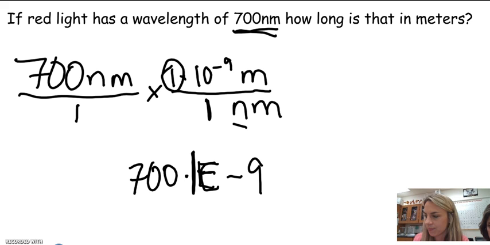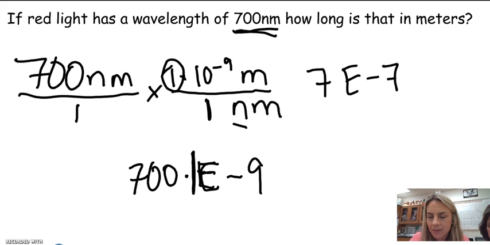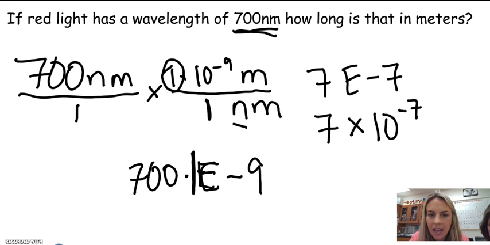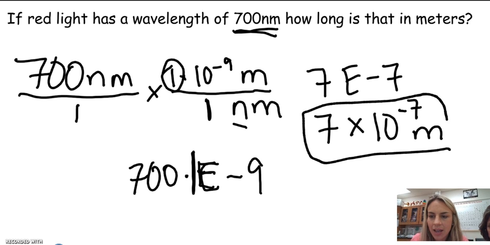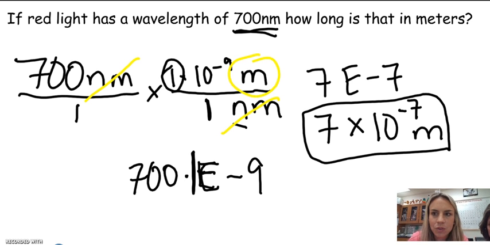And then hit enter. And my calculator has this funny answer. It says 7E -7. So it's using the EE button also. What that means is 7 times 10 to the -7 exponent. And then the last thing I need to do is make sure that I put meters so that I have it labeled. Just like Miss Rose did, I'm going to cross out nanometers and I'm left with meters, which is what the problem is asking for.